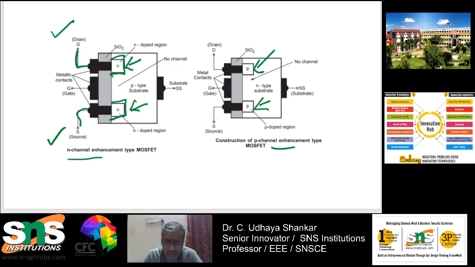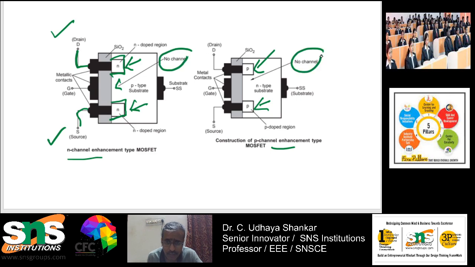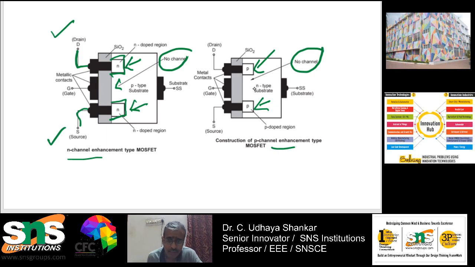The construction is very simple to understand, and you can see that there is a channel region. But there is no channel actually. In both cases there is no physical channel. That's why it is called enhancement. Enhancement means I want to grow it: the channel will be built up. That's why it is called an enhancement MOSFET. So this is how it works.